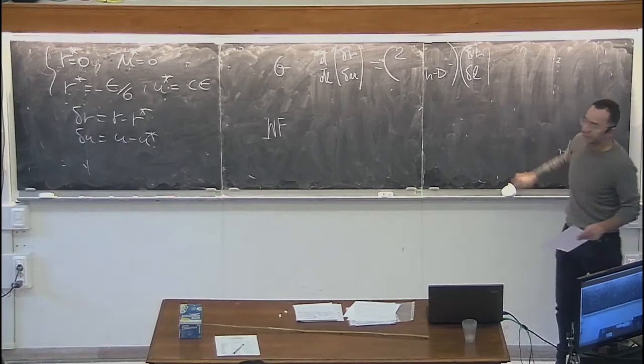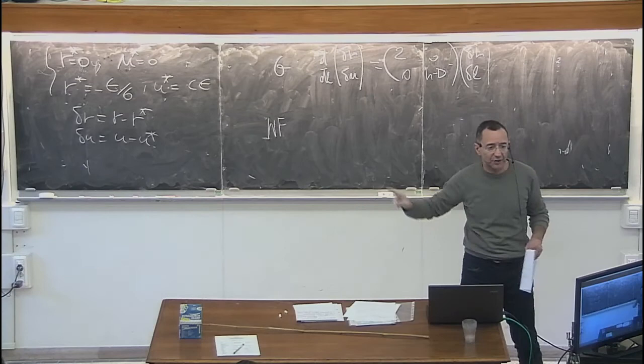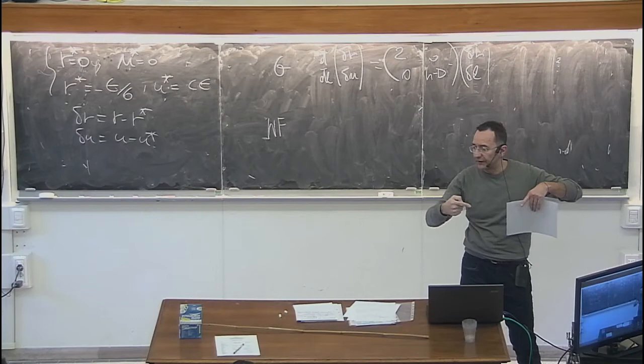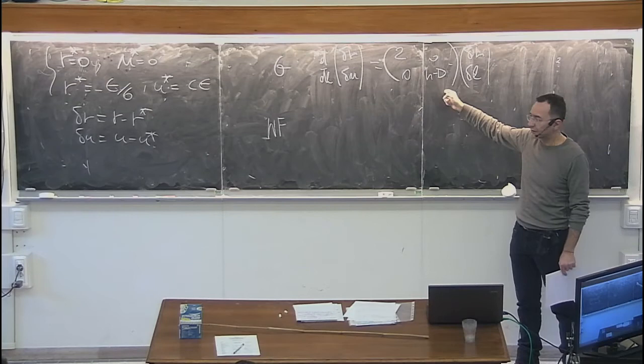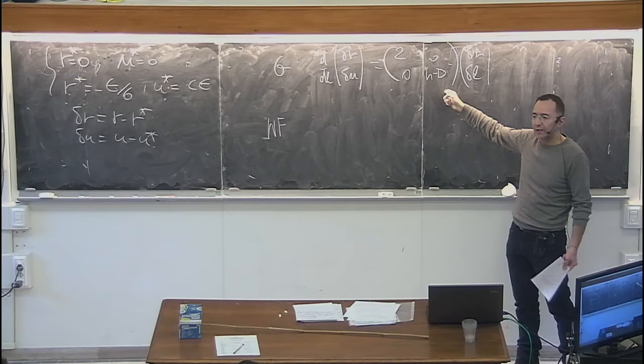If you check your equation at the Gaussian fixed point, they decouple, meaning only the first order is important. Okay? This is the Gaussian fixed point. The Gaussian fixed point is characterized by having u equal to zero. The Gaussian fixed point is where you don't have nonlinearities. Okay? Then what happens here?